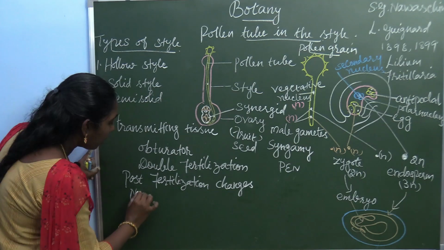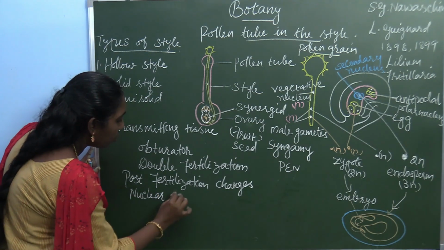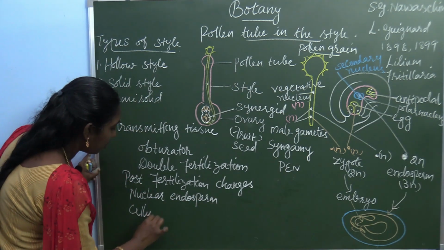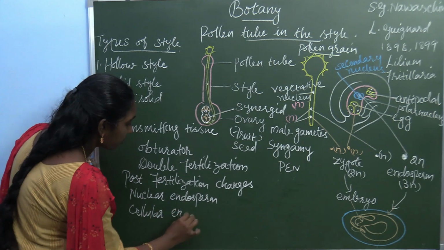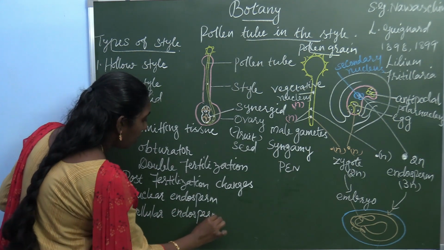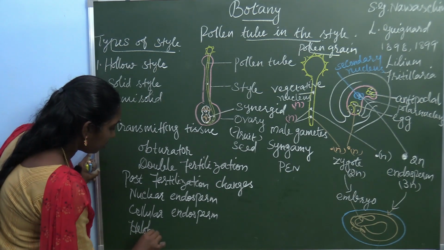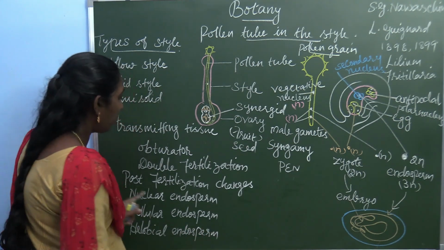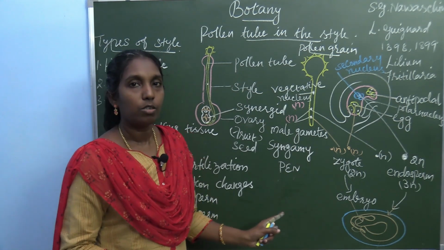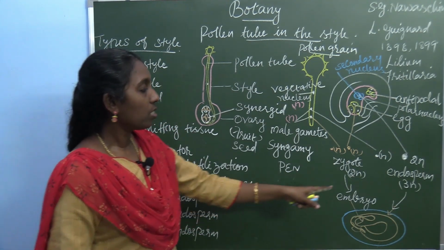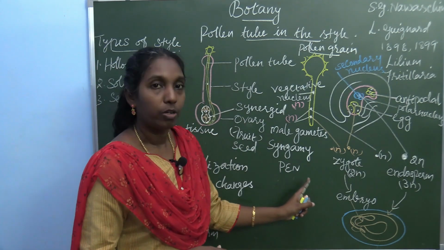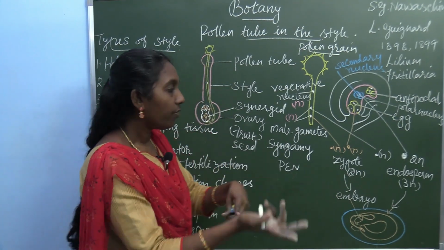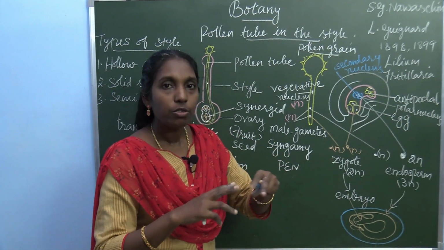They are nuclear endosperm, cellular endosperm, and helobial endosperm. There are 3 different types of endosperm. How are these endosperms developed? As soon as the primary endosperm nucleus develops, it starts to divide before the zygote divides. Before the zygote divides, the endosperm starts to divide.